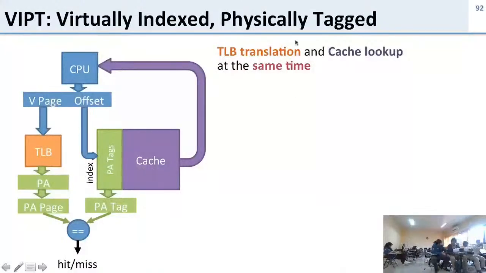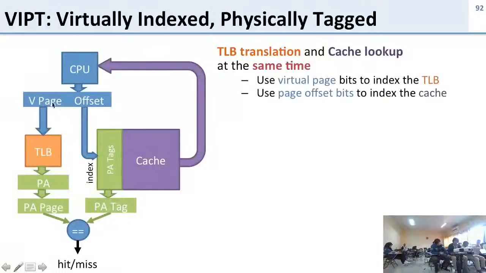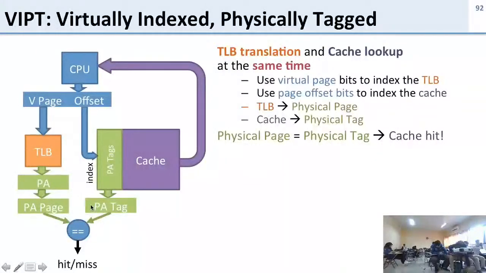So in a VIPT cache, we're doing the TLB translation and cache lookup at the same time. We use the virtual page to do the TLB lookup, and we use the page offset bits to look into the cache. So the TLB is going to give us the physical page, and the cache is giving us a physical tag, and then we just compare them at the end. And we're doing a physical address comparison, which means we get all the benefits of the TLB. If it turns out that the virtual address, the offset here we use to look it up, is for another program, then the physical tags won't match, and we'll say it's a miss.